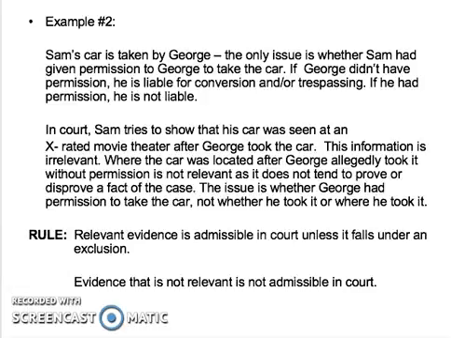So when we're dealing with relevant evidence, it has to prove or disprove a fact of the case. If it is relevant, it is admissible. There are certain exclusions, and that is where we are going to pick up next week.